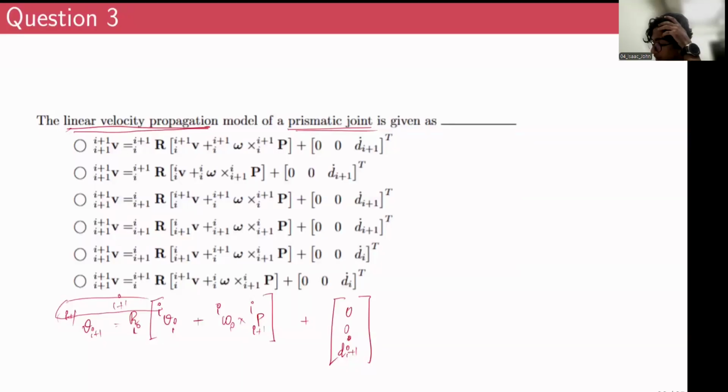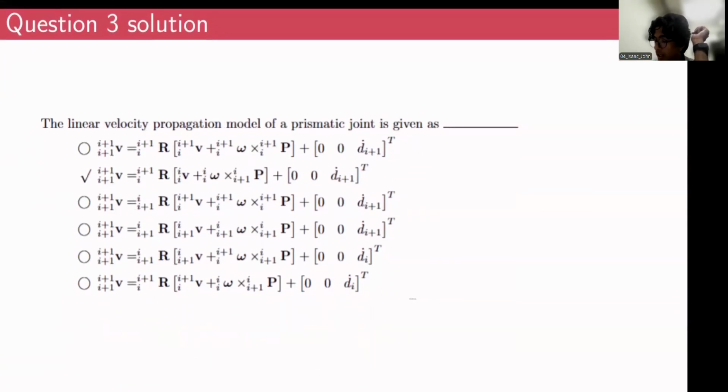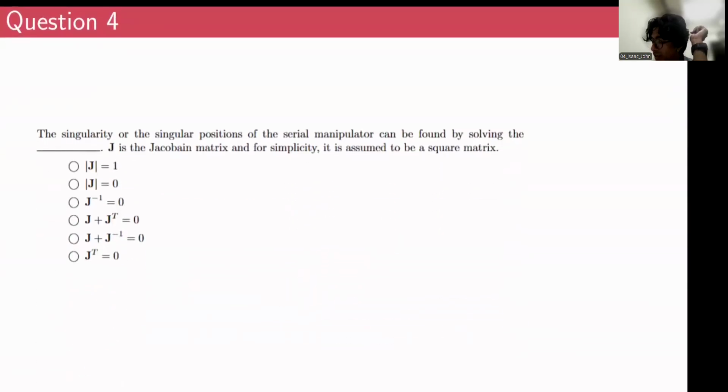Okay. So in that regard, this is the velocity propagation equation for a prismatic joint. If it was for a revolute joint, this term would not exist. Right? This linear component would only exist for a prismatic joint. And in that regard, I believe the correct answer is option B, this one. Looks to be the more correct answer. Okay, so that's indeed the correct answer. Moving on to question 4.